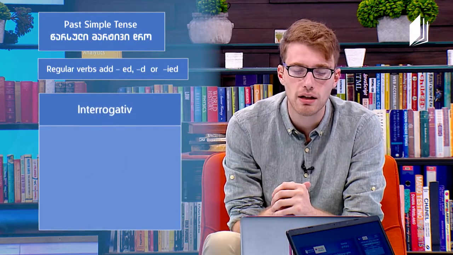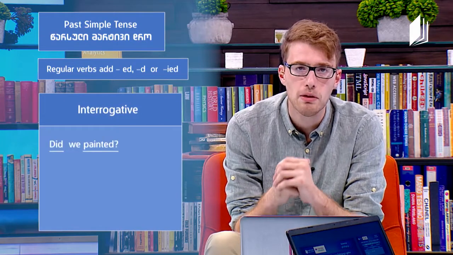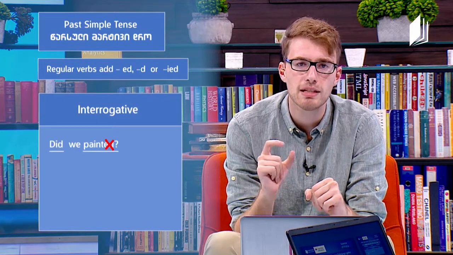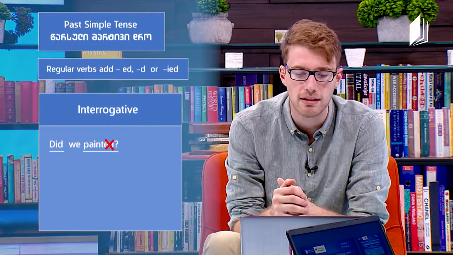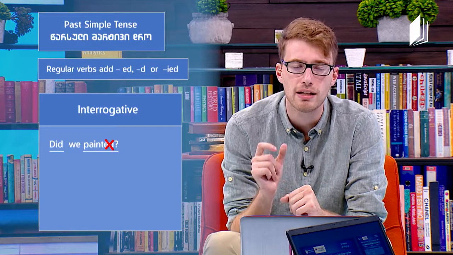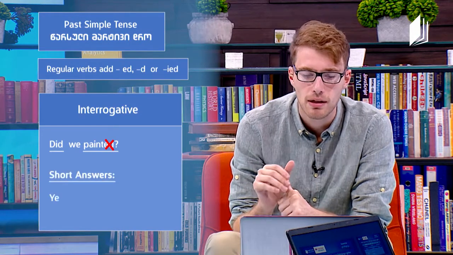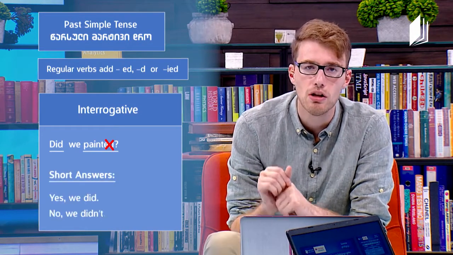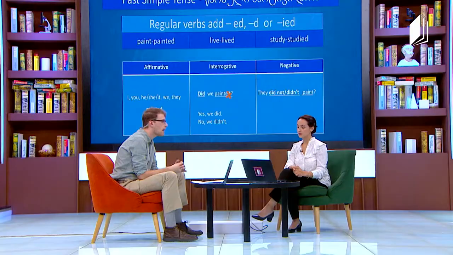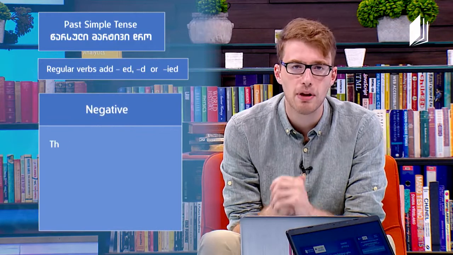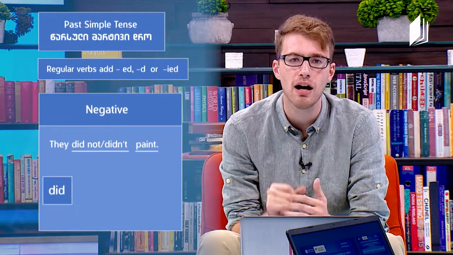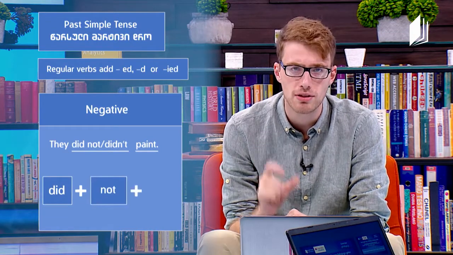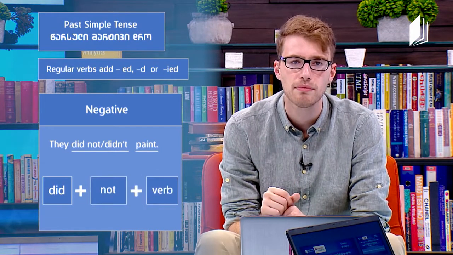And for the interrogative, did we paint? And please take notice, for a question, you do not have to add an ending. And for the answers, yes, we did, no, we didn't. And for the negative, they did not, didn't paint. And please take notice that you add the negative not to the end of the auxiliary verb did.